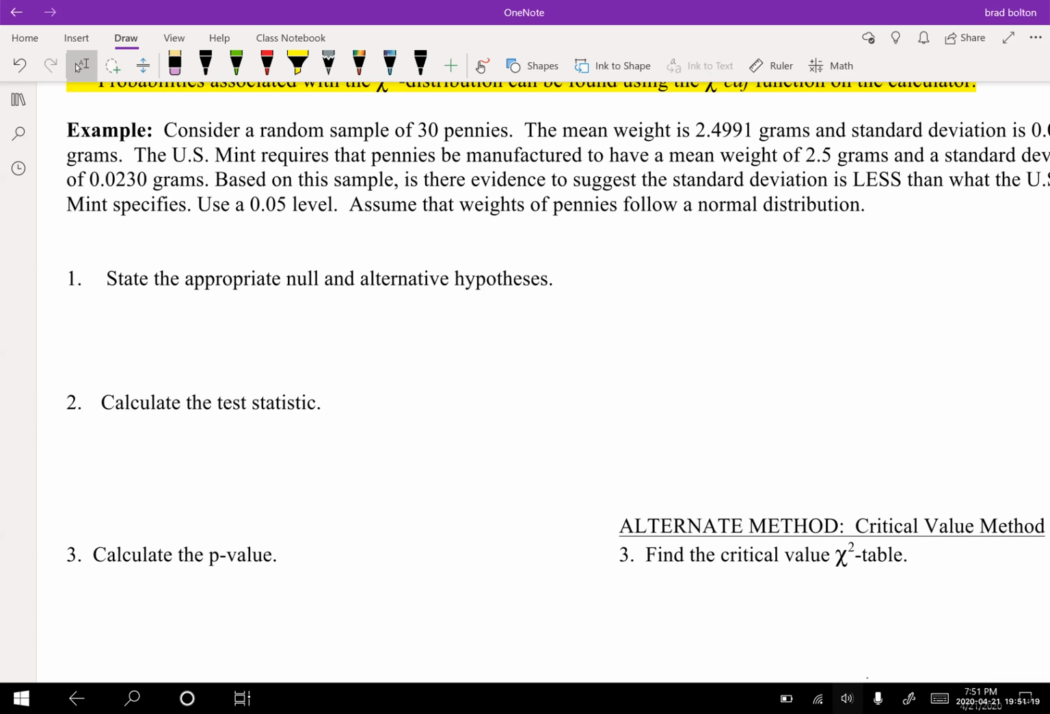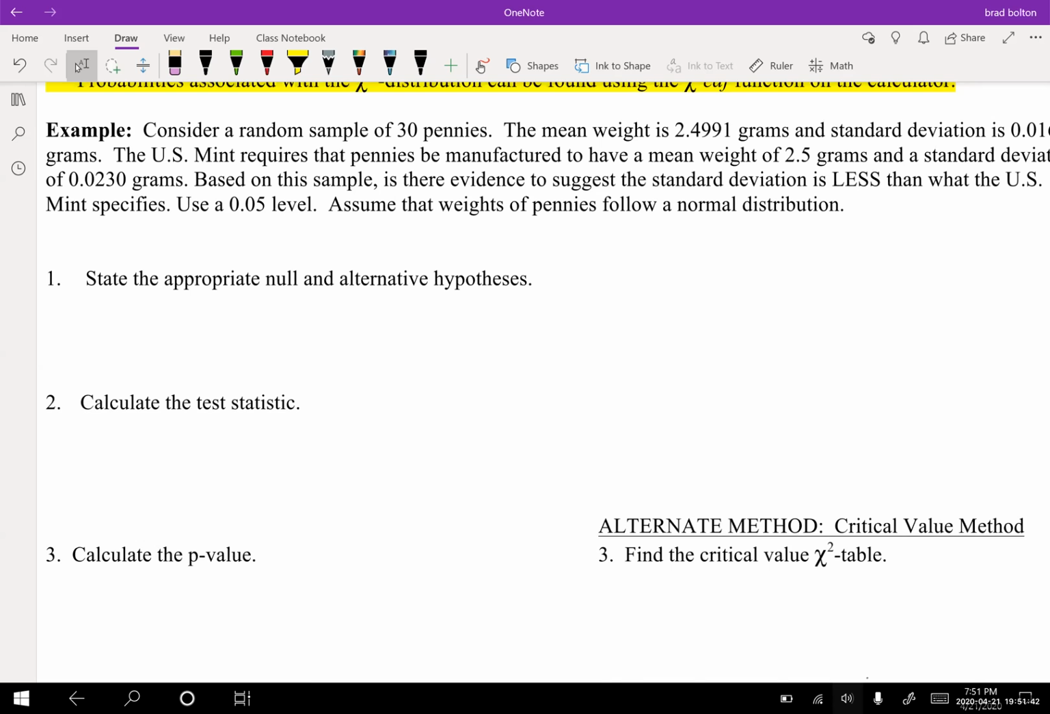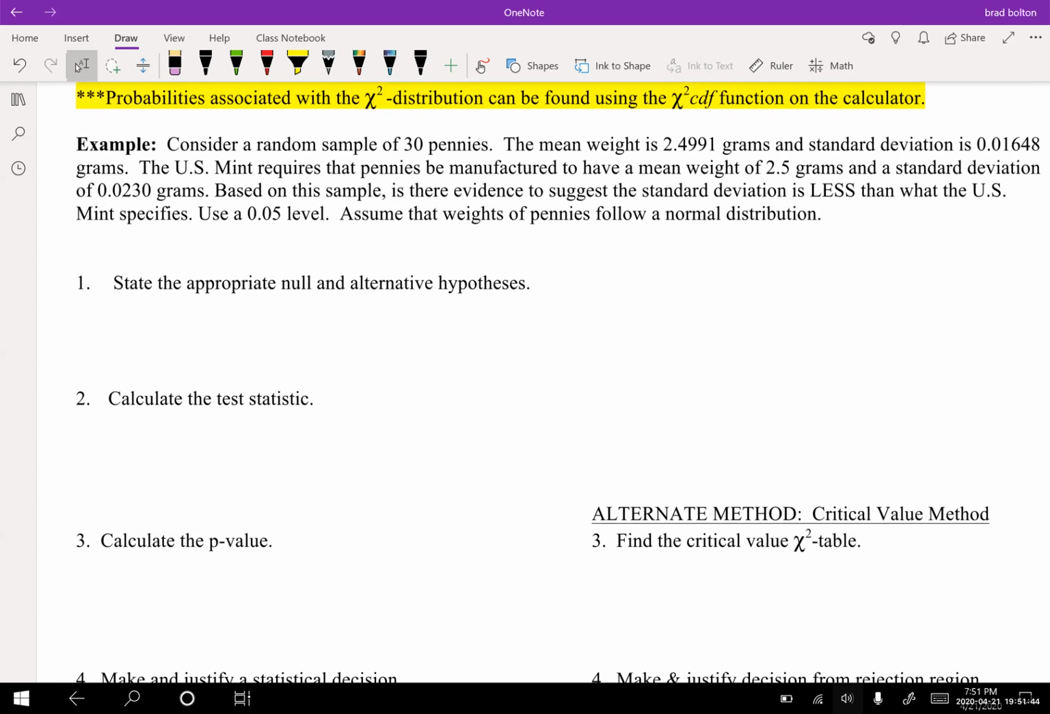So again, if you know how to do hypothesis testing for population proportion, then you know how to do hypothesis testing for means. And if you know how to do hypothesis testing for population proportion and for means, then you also should know how to do it for standard deviation. So this example says, consider a random sample of 30 pennies. The mean weight is 2.4991 grams and a standard deviation of 0.01648 grams. The US Mint requires that pennies be manufactured to have a mean weight of 2.5 grams and a standard deviation of 0.0230 grams.